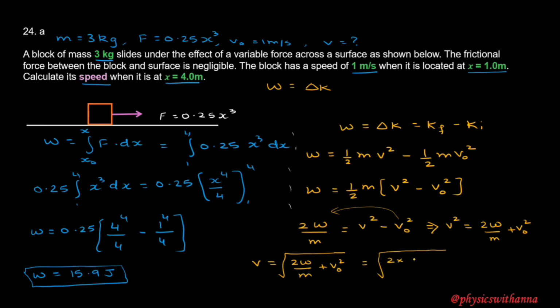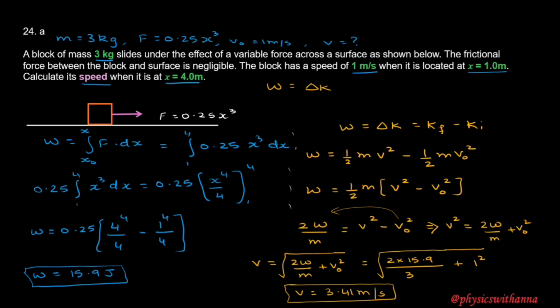2 times work done is 15.9. Mass of the block is 3 kg and its initial speed is 1 squared. So I get my final velocity to be equal to 3.41 meter per second. So this is how you can use work kinetic energy theorem to find the speed of an object.